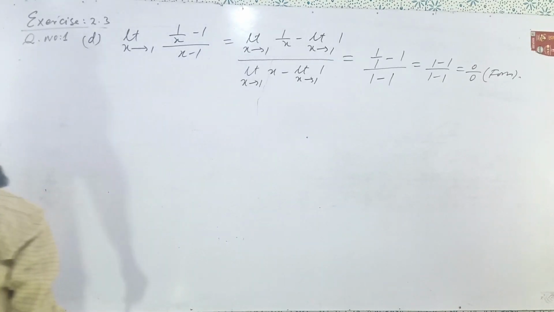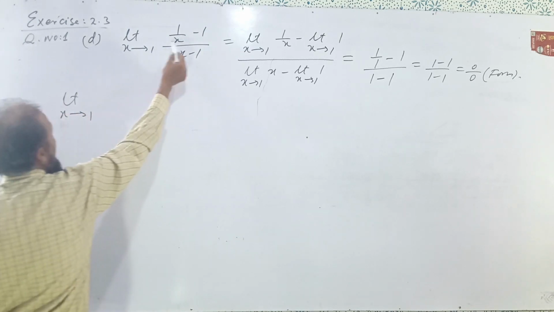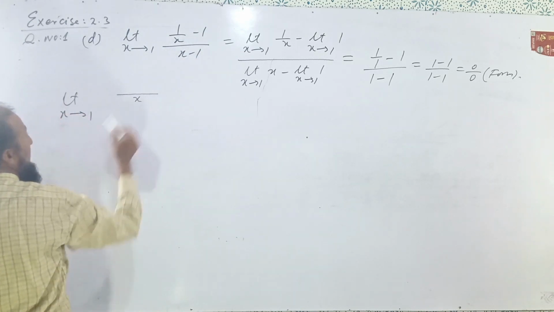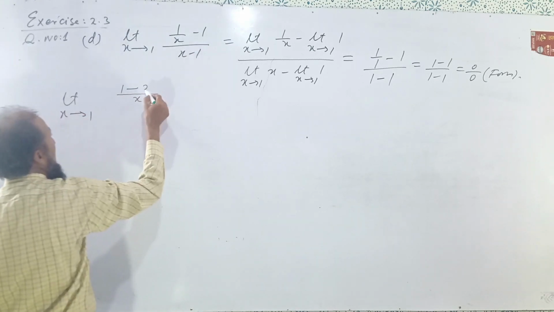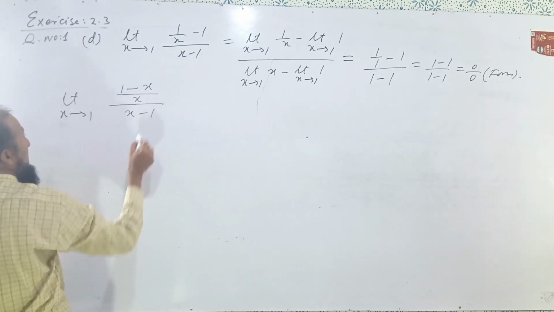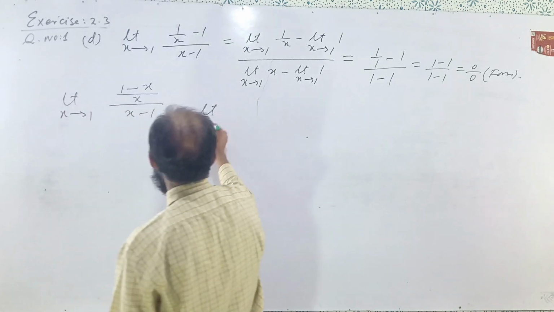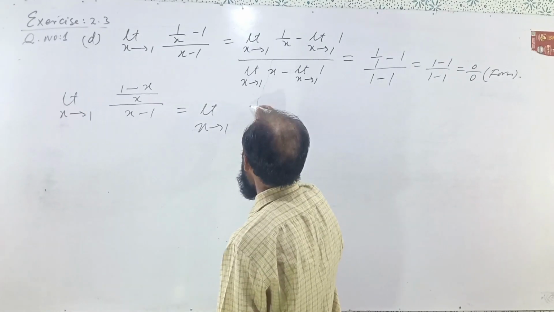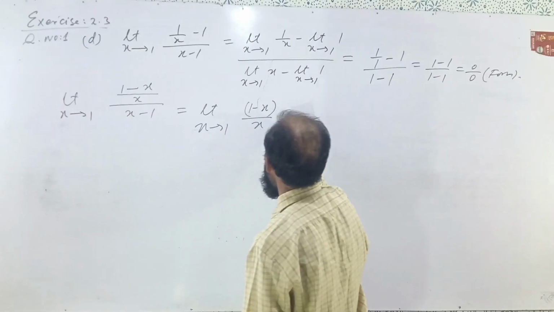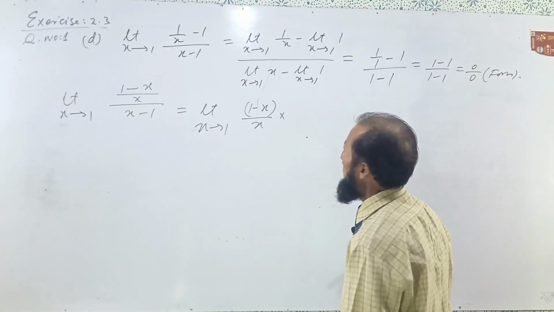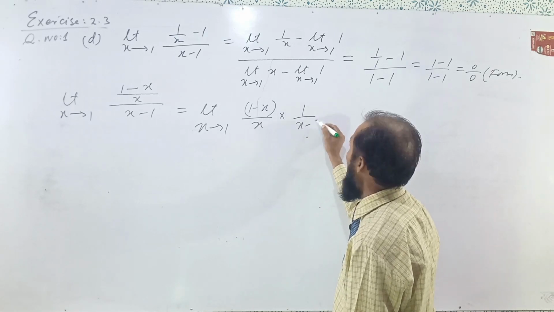Now we take the LCM, limit x tends to 1. Here x is the LCM, so we get 1 multiplied by x, so we get x divided by x minus 1. Now we can write this term as limit x tends to 1, (1 minus x) divided by x, and this we can write as 1 divided by, multiplied by, 1 over x plus x minus 1.